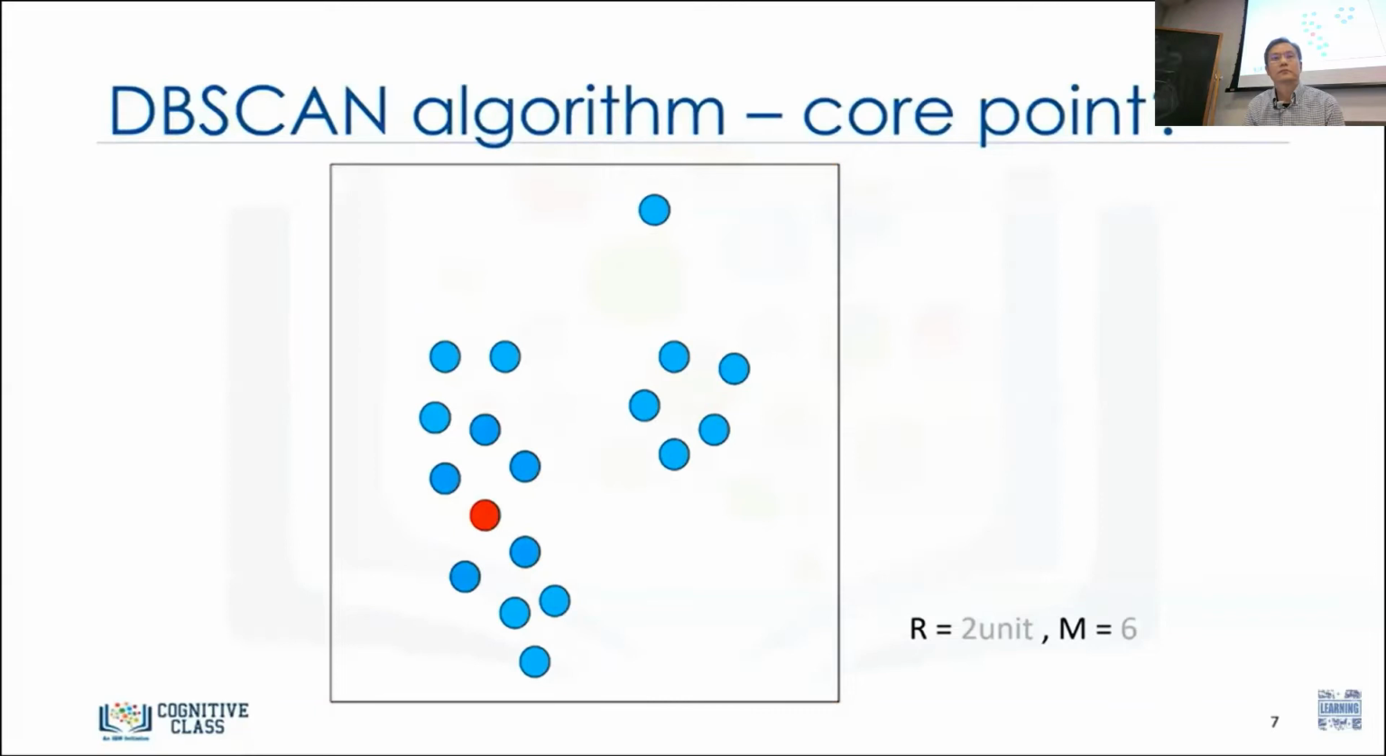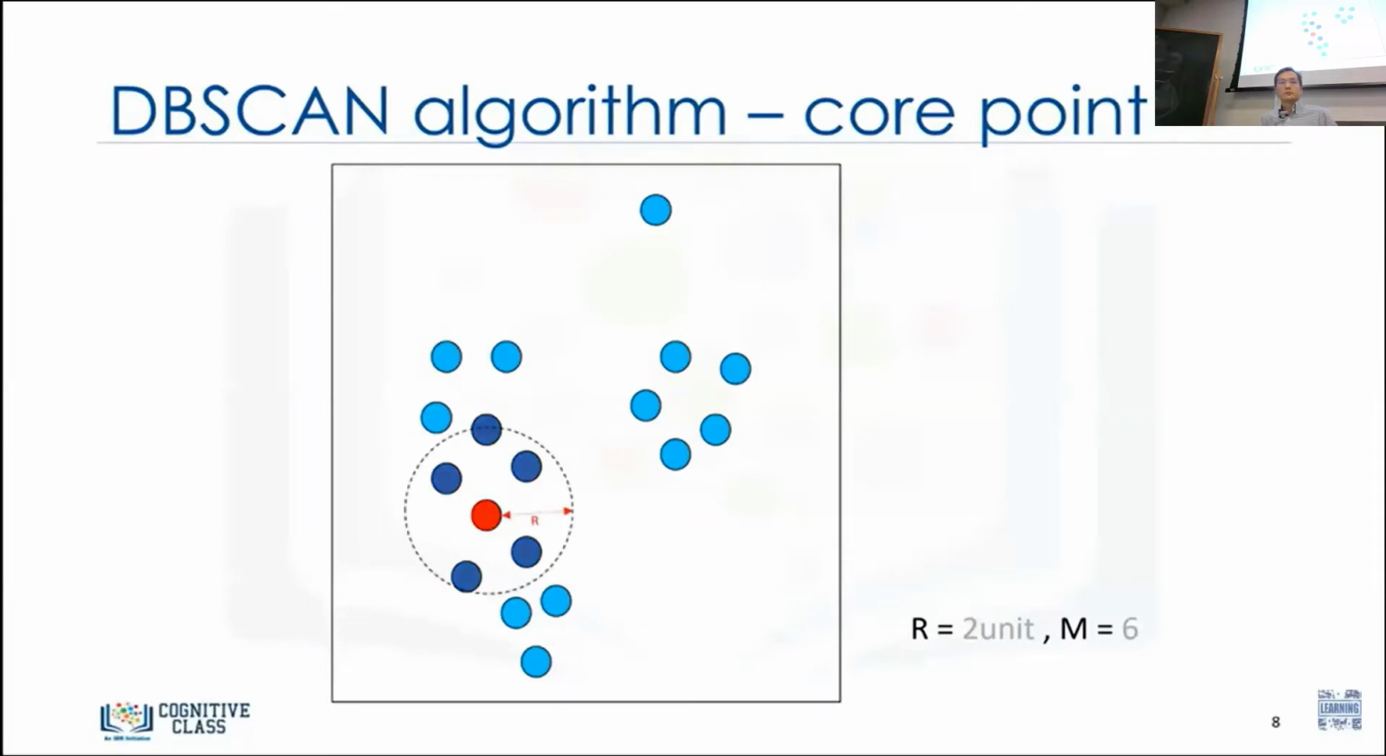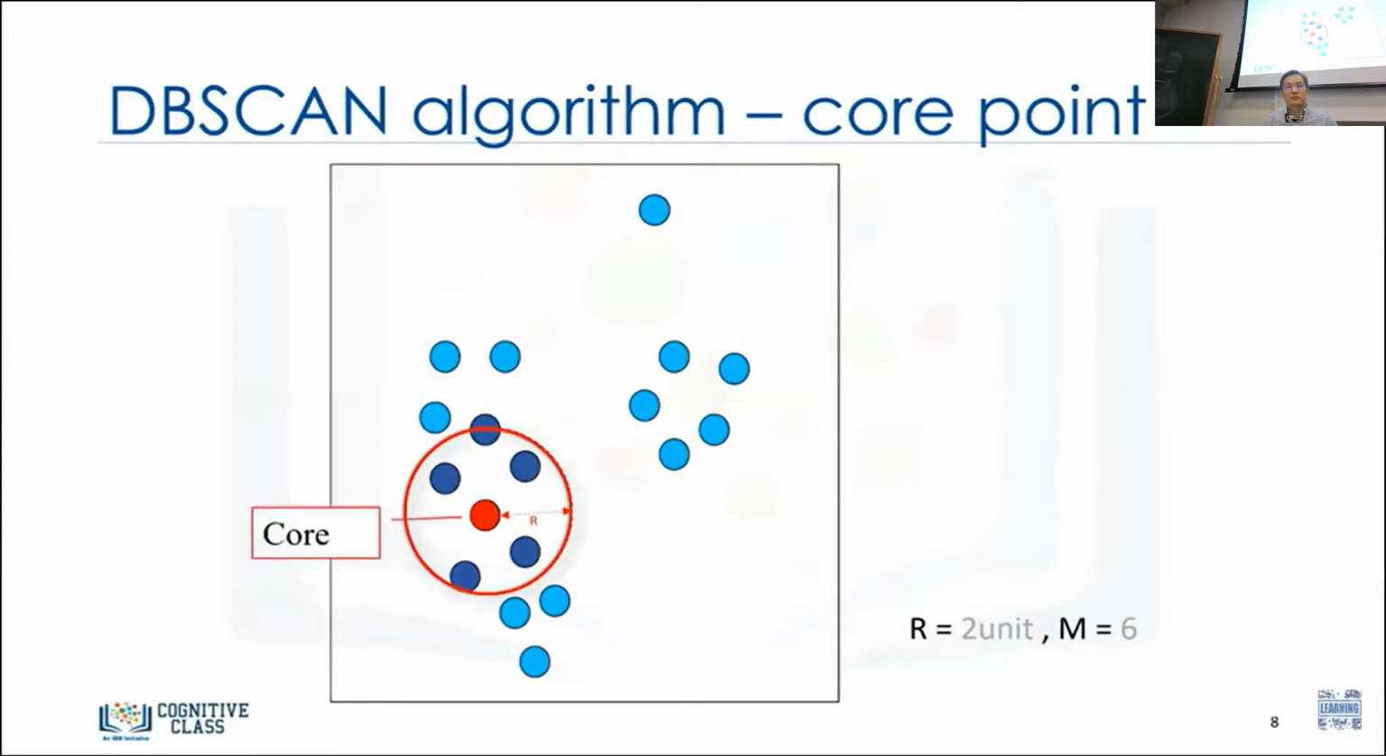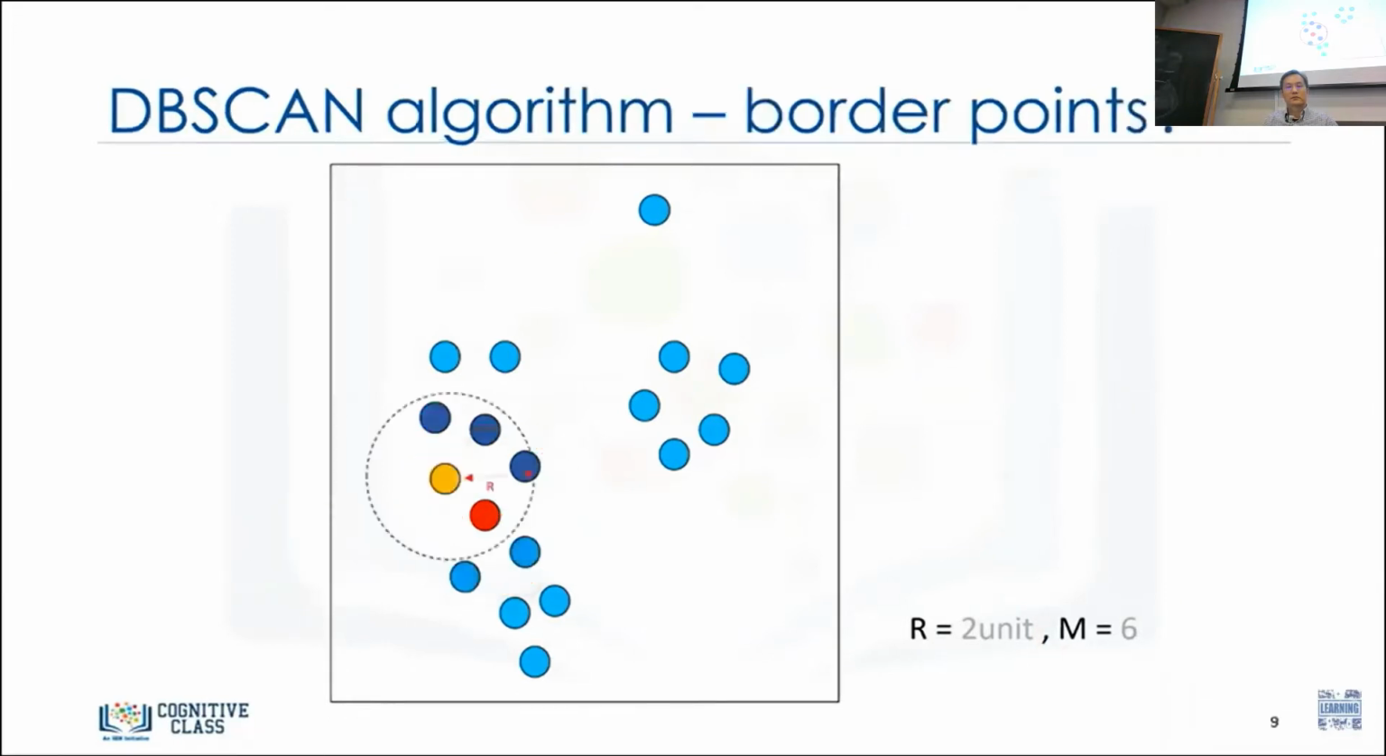Let's pick a point randomly. First, we check to see whether it's a core data point. So, what is a core point? A data point is a core point if, within our neighborhood of the point, there are at least m points. For example, as there are 6 points in the 2 centimeter neighborhood of the red point, we mark this point as a core point. Okay, what happens if it's not a core point?